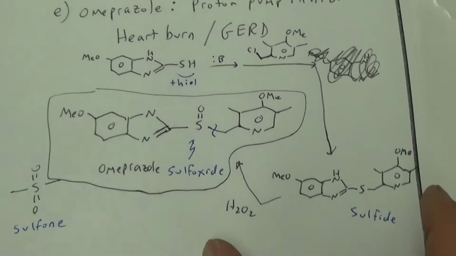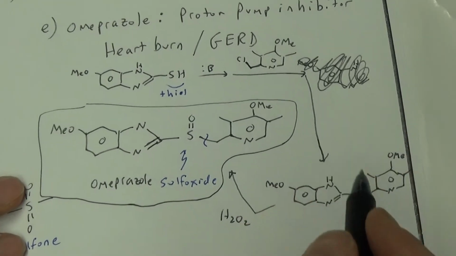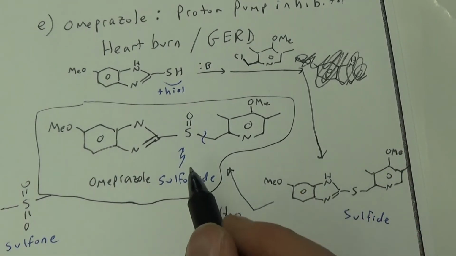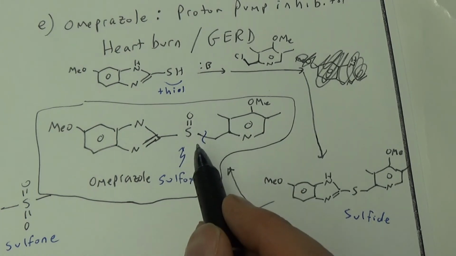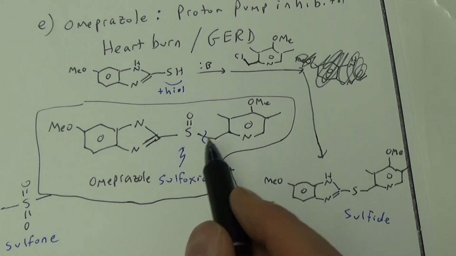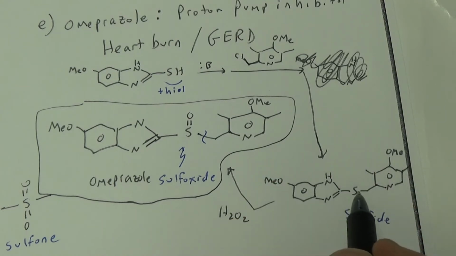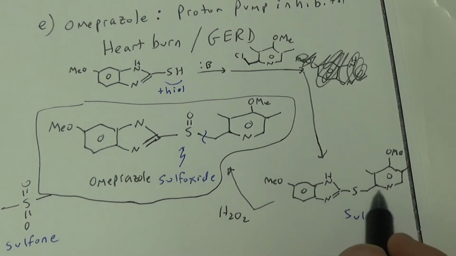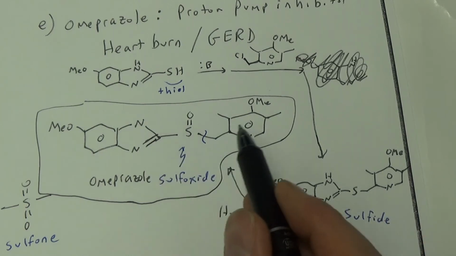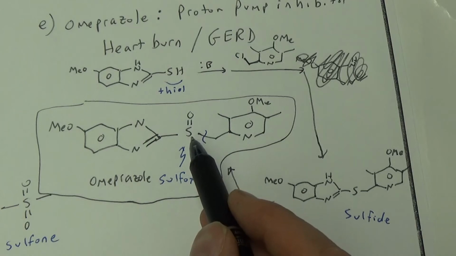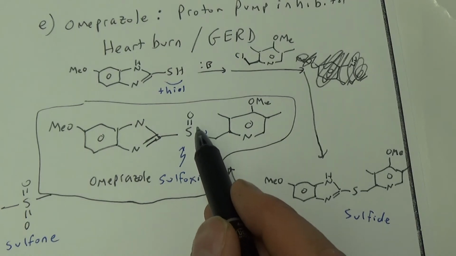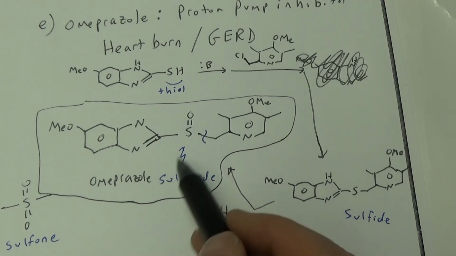Okay, so going back to our stereochemistry discussion, we said that this is a chiral center, right? Sulfur is a chiral center. So we're going from an achiral molecule to a chiral molecule, yeah? That's chiral. So this should be a mixture of the two, the R and the S, right? R omeprazole and S omeprazole.